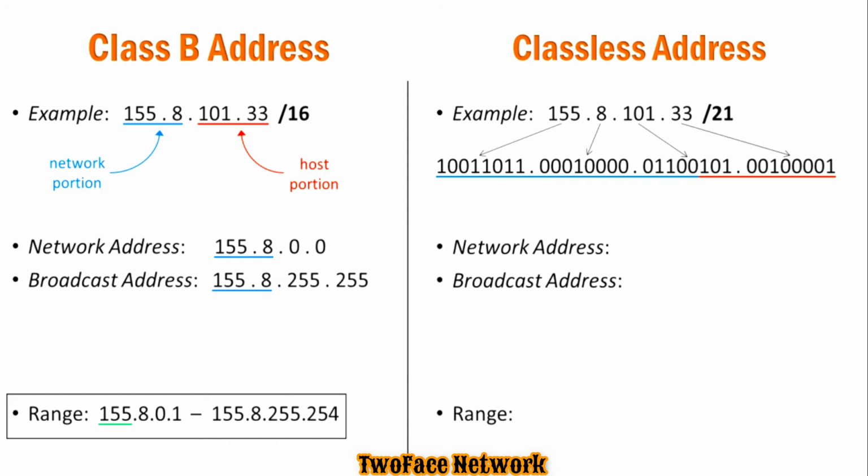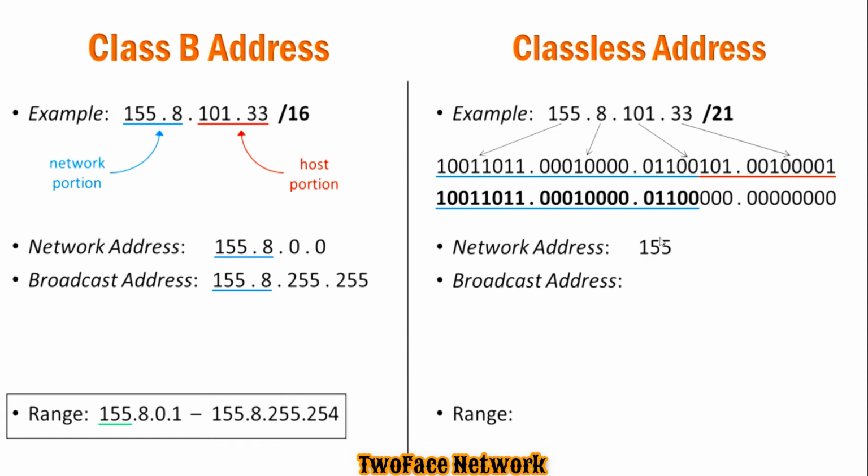To determine the network address, we need to copy the network portion. So we're going to copy all 21 bits from the beginning of the IP address. Those are the bold numbers. And in the host portion, we're going to switch all the bits from the IP address to zeros. So this is the network portion. We're going to copy the first octet, which is 155, that hasn't changed. And then we copy the second octet, which is 8, and that hasn't changed either. But the 3rd octet has changed.